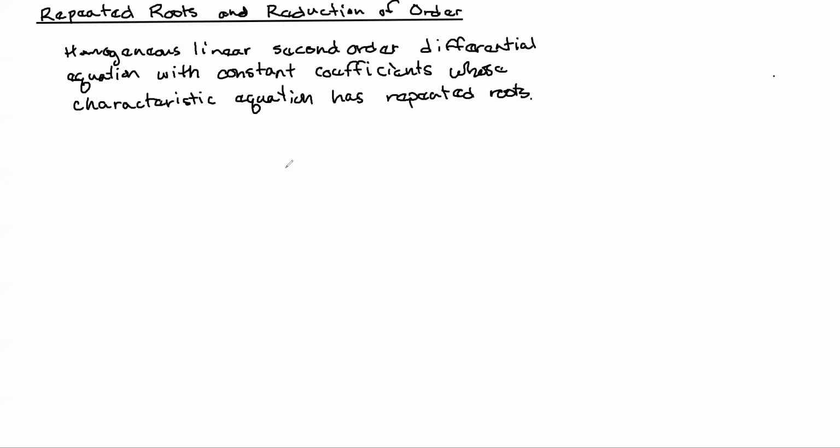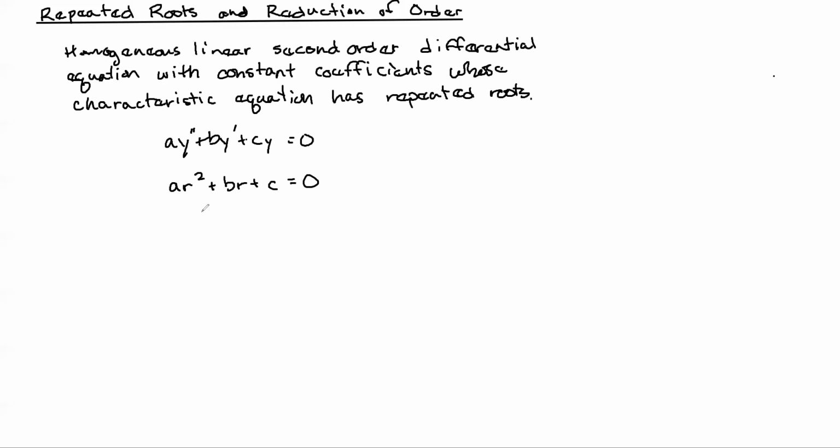Okay, so what would that look like? We'd have ay double prime plus by prime plus cy equals 0. This is a homogeneous linear second order differential equation with constant coefficients. We form the characteristic equation, ar squared plus br plus c equals 0. Then we solve the characteristic equation and end up with a repeated root.